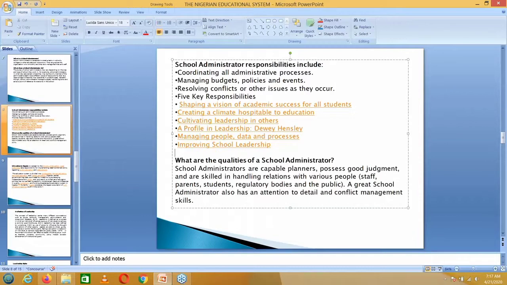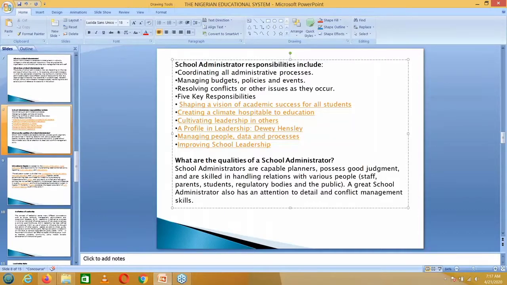Now, there are 5 key responsibilities: shaping a vision of academic success for all students, creating a climate hospitable to education, cultivating leadership in others and in himself as well. Now, a profile in leadership. You should have a good profile in leadership. He is there to manage people, data, and processes, improving school leadership.